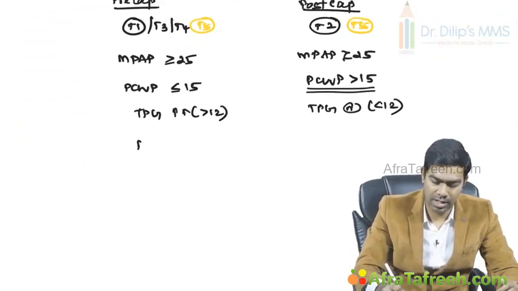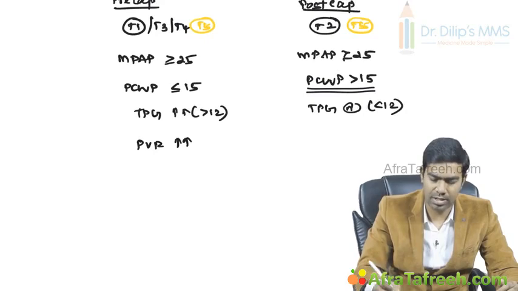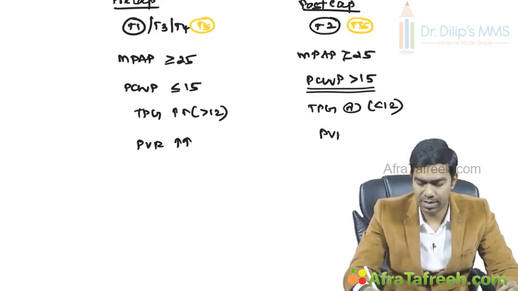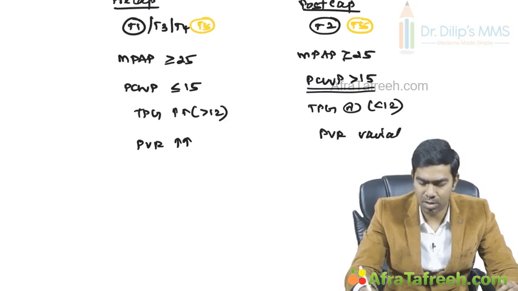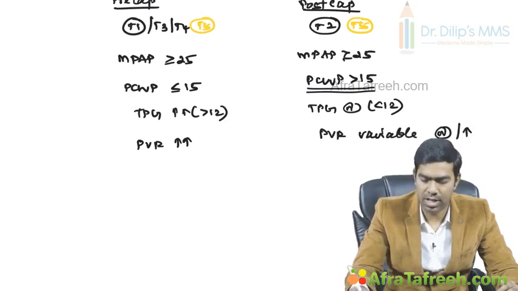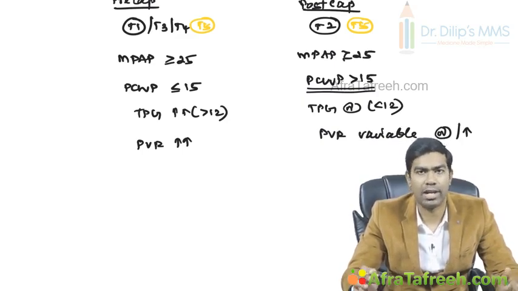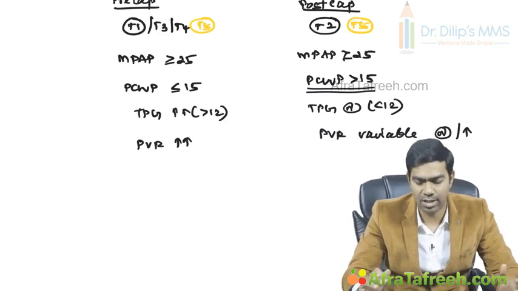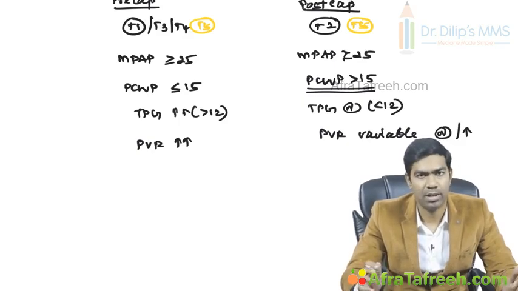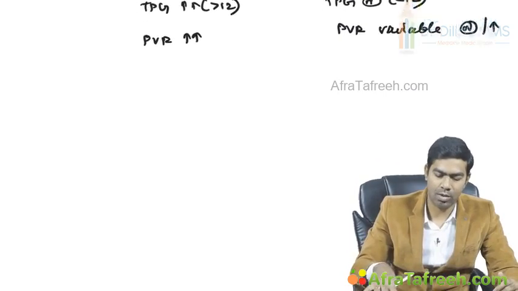Similarly, if you calculate the pulmonary vascular resistance here, it will be extremely high, whereas here the pulmonary vascular resistance is highly variable. It can be normal or it can even be elevated. I'll discuss that when we are discussing the diagnostic tools. That time we'll discuss. So these are the differences between a pre-capillary and a post-capillary pulmonary hypertension. And I told you the causes also.